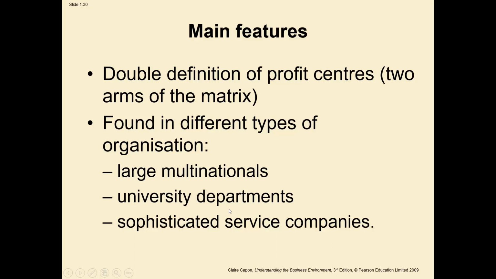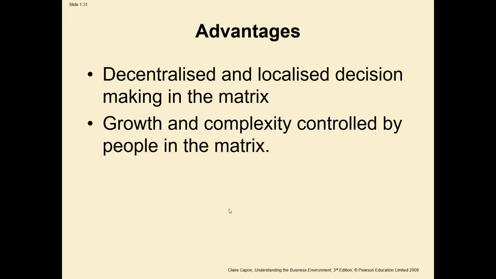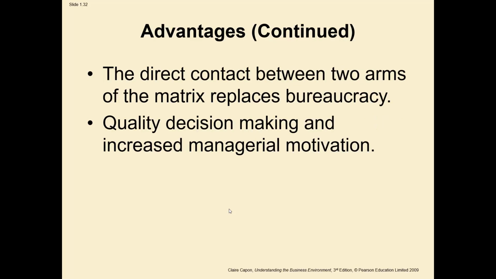It's found in different types of large multinationals, universities, departments, and sophisticated service companies. There is decentralized and localized decision making in the matrix. Growth and complexity are controlled by people in the matrix, so straight off, it's very much driven by the people who are actively involved. There is direct contact between both arms, so it replaces bureaucracy because there are people involved. It's a much more organic structure. There's quality decision making and increased managerial motivation because managers are able to see the impact of their decisions.